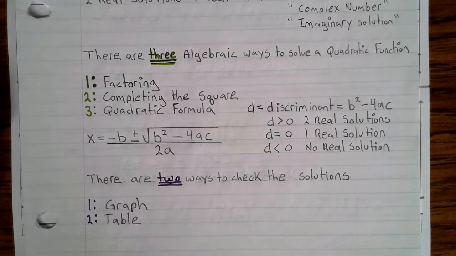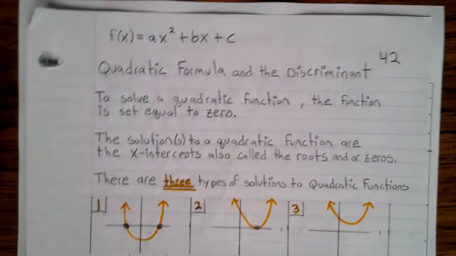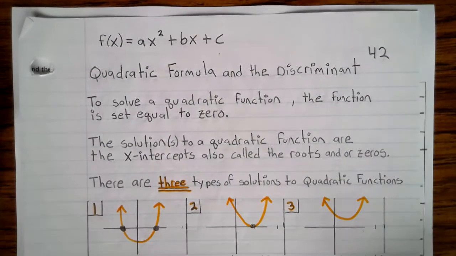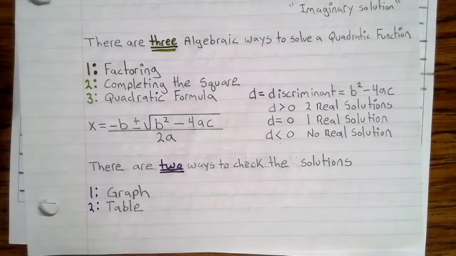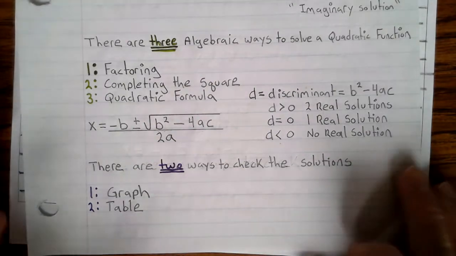And here we have the quadratic formula. Notice the b, the a, and the c. Well, we get that from the quadratic function where this is a, b, and c. All right, there are two ways to check the solutions. One, graph. Two, using a table. If you would, finish up your notes. All right, now your notes are updated. Let's look at our examples.